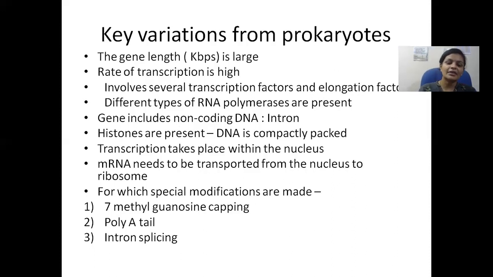One is 7-methylguanosine capping, the other is poly A tailing, and the other is intron splicing. So these three processes are completely absent in a prokaryotic system. The mRNA that is transcribed in a eukaryote undergoes a special process of protecting its 5' end, and that is called 7-methylguanosine capping. So we'll see in detail about that later.